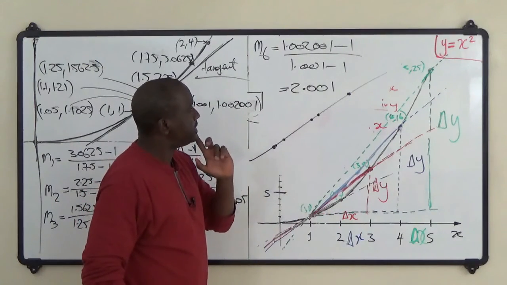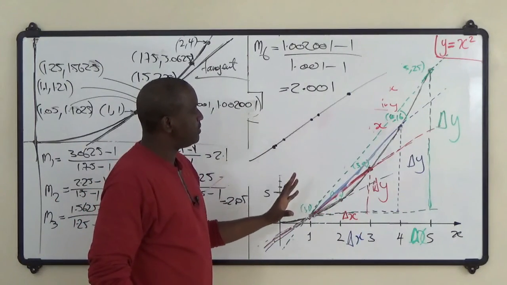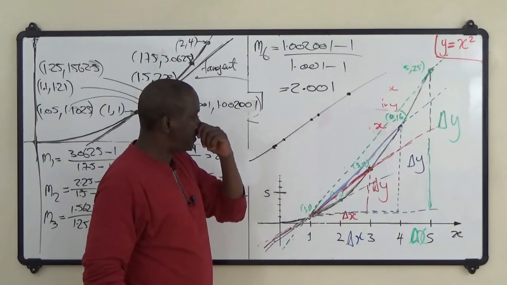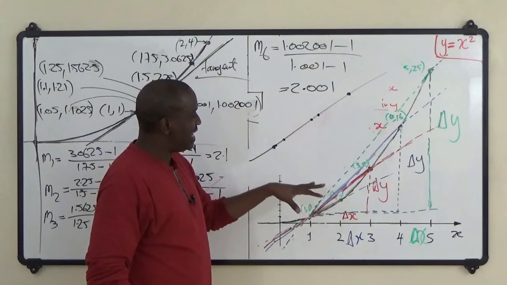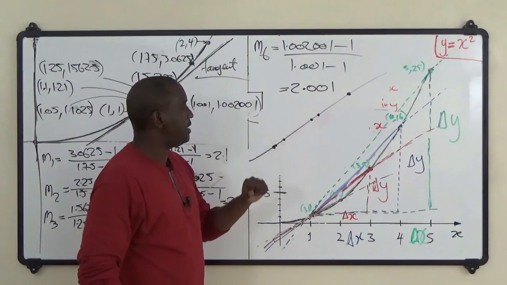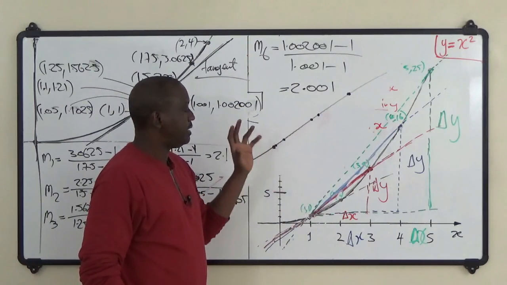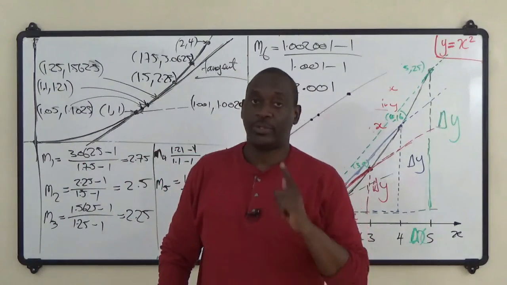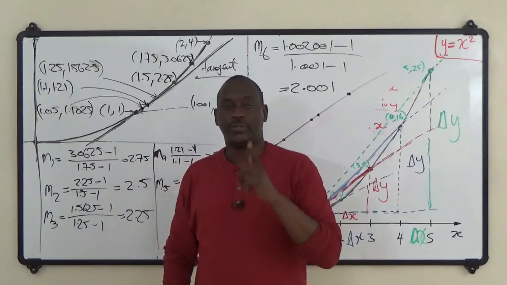Now, let us deal with the specific issue of demonstrating that the limit of this gradient is actually equal to 2. All right? So we're going to do that in the next video. So stay tuned.